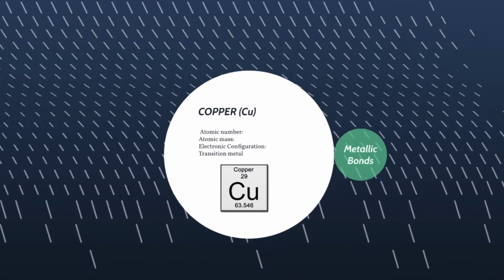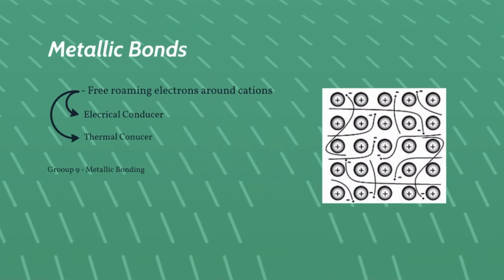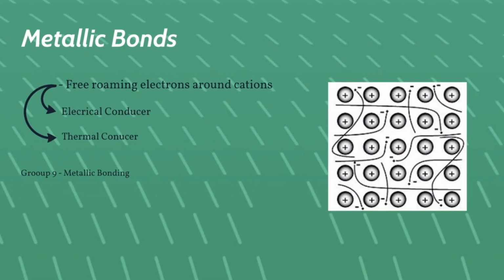Copper, which is a metal, forms metallic bonds. This means that the atoms let go of their electrons, forming an electron cloud around the cations of copper, holding them together, giving it properties such as thermal and electrical conductivity.